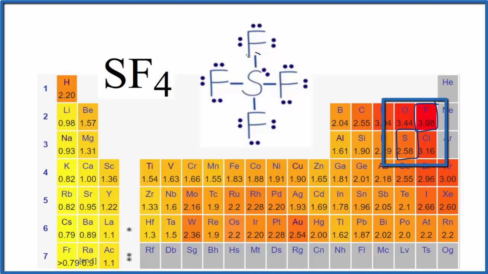We expect that the electrons in these bonds here would spend more time with the more electronegative element. That would be the fluorine. So at this point, we know that the sulfur-fluorine bonds, they're polar bonds. But we really need to look at the molecular geometry to understand if the molecule overall is polar.